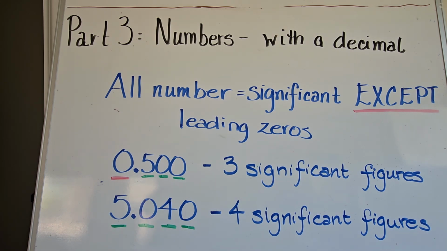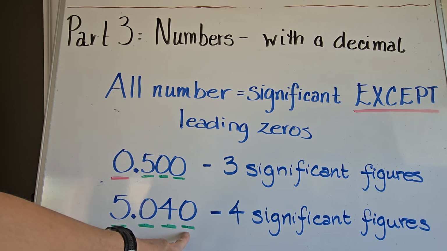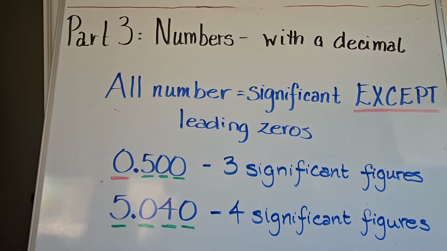Our second example, it's kind of easier. We don't have any zeros that come before our first non-zero number, so we don't have to worry about leading zeros. But we're going to want to say, oh, that's a trailing 0. Well, it's a decimal number, so the trailing 0 here counts. We're just looking at leading zeros. So all of these digits are significant, and this example has 4 significant figures.